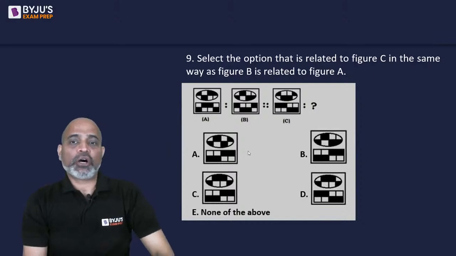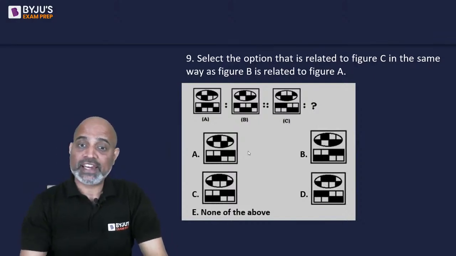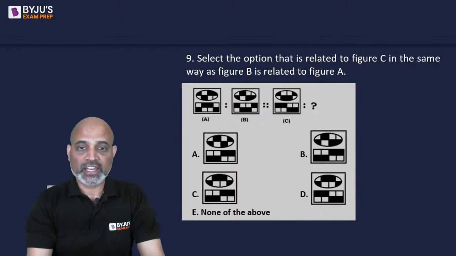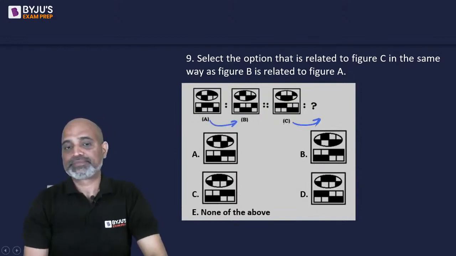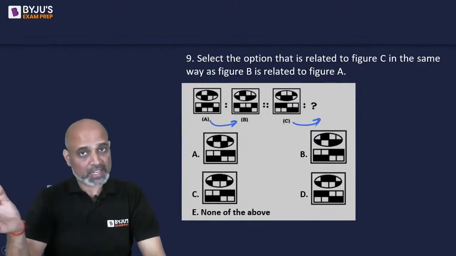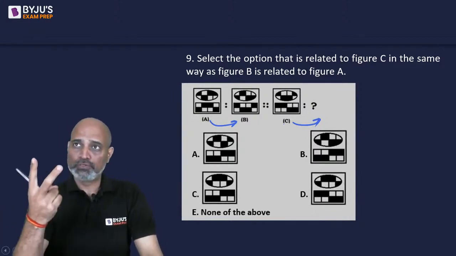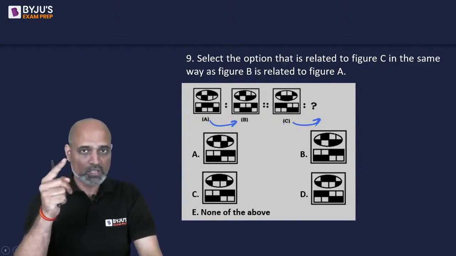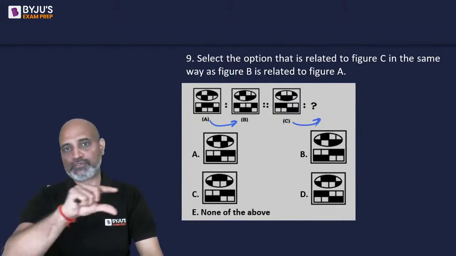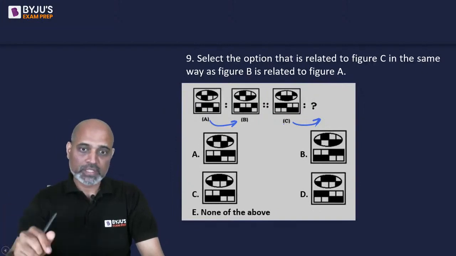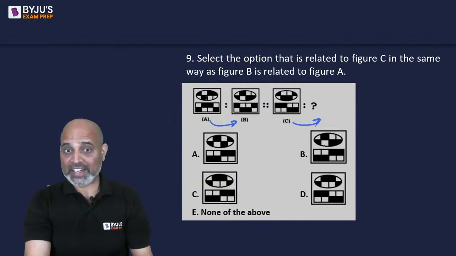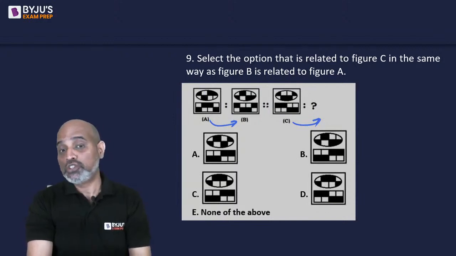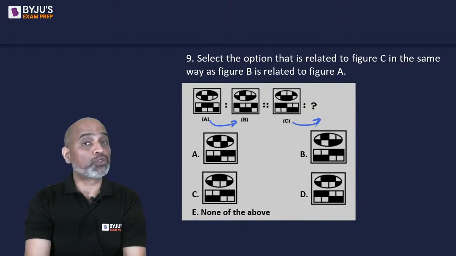Okay, next one. Select the option that is related to figure C in the same way as figure B is related to figure A. So A and B are related in some way. C and D should be related in the same way. A and B, C and D are all made up of two major figures. One is an ellipse, and then you have a bar or a platform or a rectangle at the bottom, right? So whatever parts were shaded in figure A, those parts are not shaded in B, and the ones that were not shaded in A are now shaded in B.